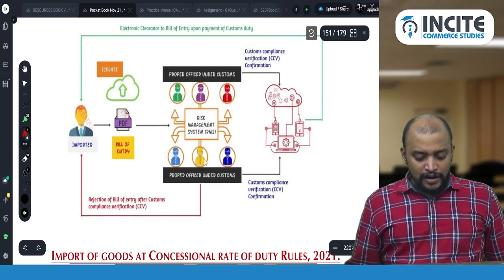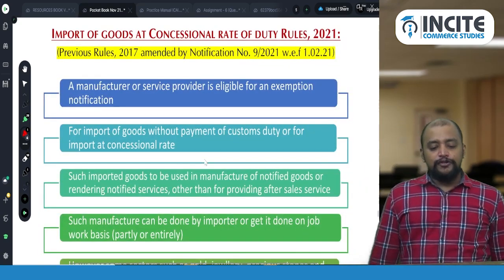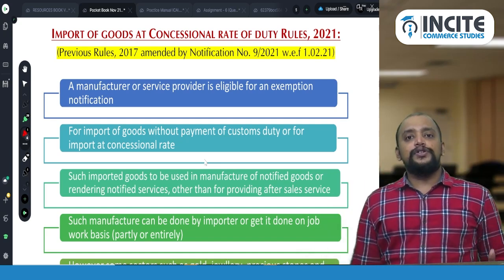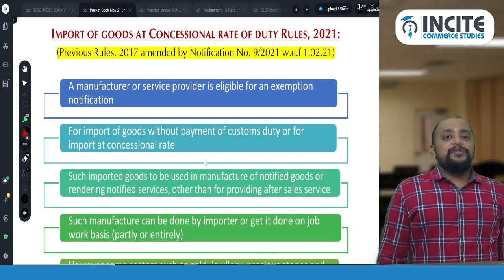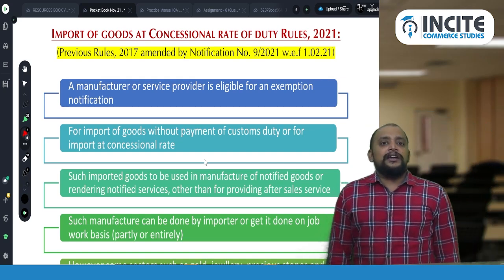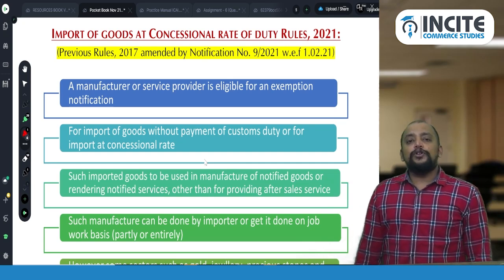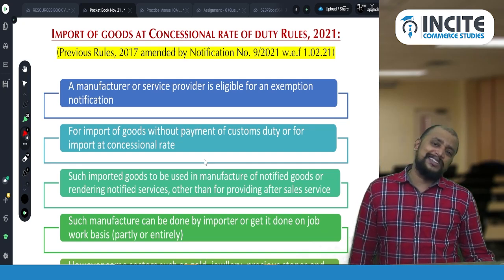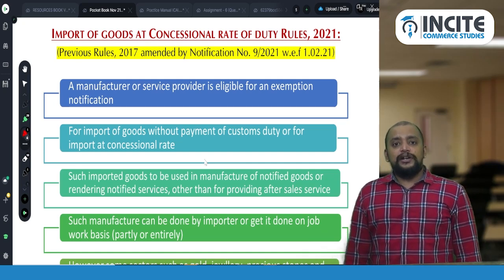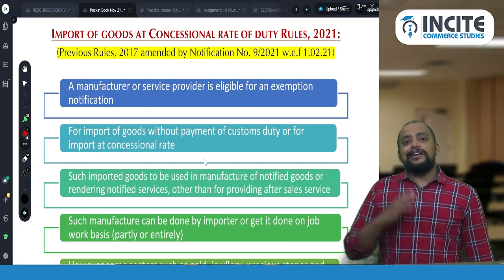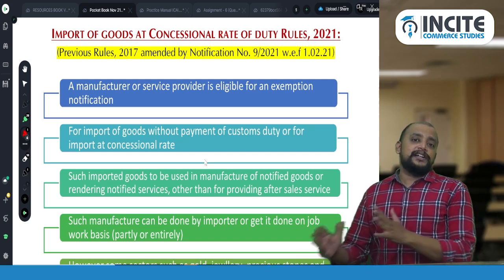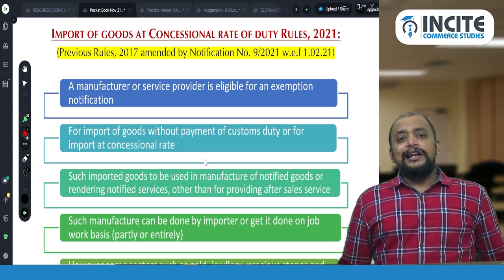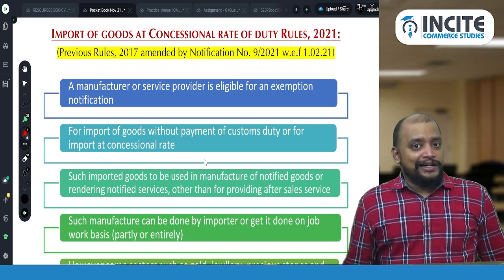Okay. Then, import of goods at concessional rate of duty rules 2021. Previously it was there and they have amended it. Import of goods at concessional rate of duty rules was there even before, in 2016, and 2009 also it was there, and they have amended it for 16 and now updated it in 2021. What is this about? Let's take an example so that you will get clarity on this.